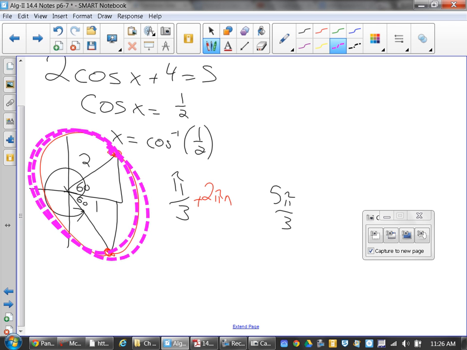And I do the same thing for the 5 pi over 3. I think about the same idea. How long does it take me to get from here to here? 2 pi again.